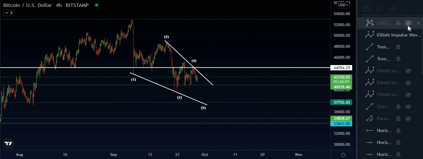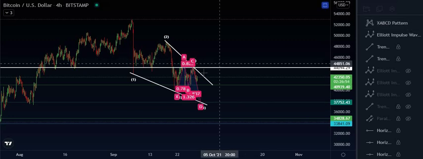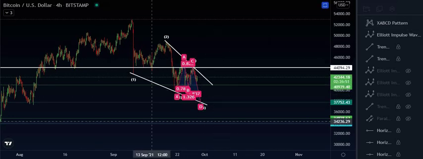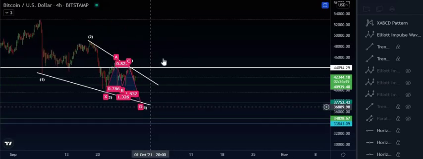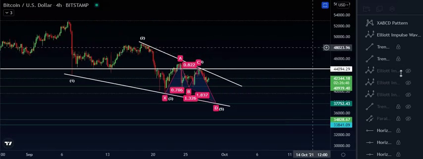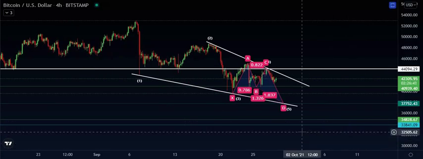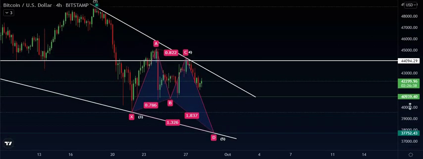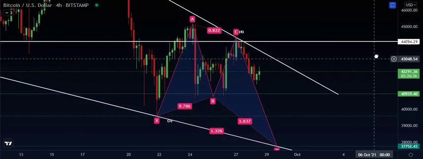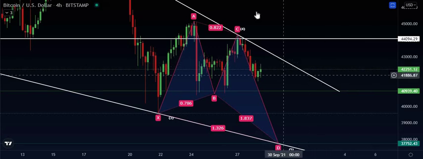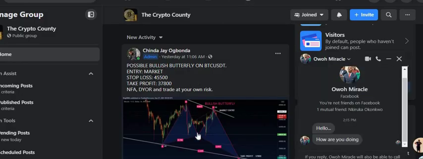Now let's bring up the harmonic pattern. Now guys, this would be a bullish butterfly pattern, right? So now we can take this out. We now have our harmonic pattern right in front of us. So now this harmonic pattern is what I talked about in the Facebook group right here, and I was like, possible bullish butterfly pattern on BTC USDT. I gave the entry and everything we talked about already in this video.